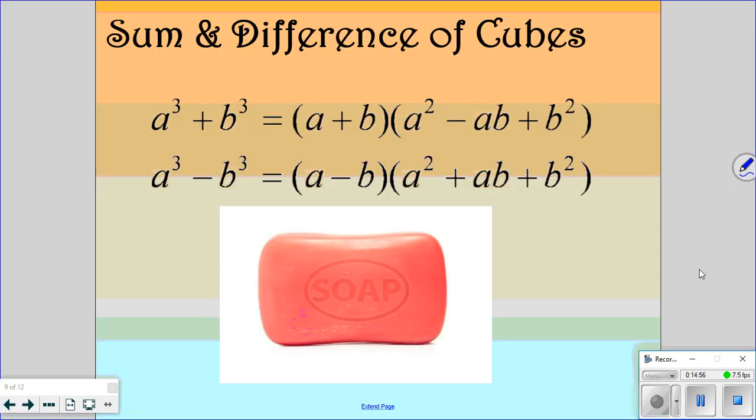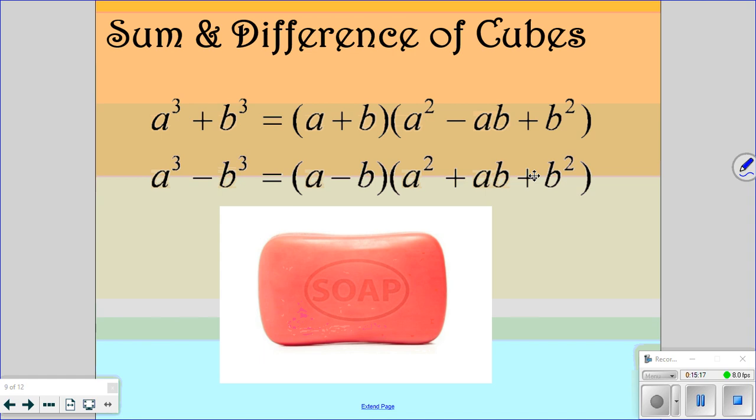So hopefully that helps you a little bit with remembering the signs. The first one is the same as whatever is here. So this is a plus, so this one's a plus. Or this one's a minus, so this one's a minus. And then these are always opposite of this one right here. And then these last ones are always plus. They're always going to be a positive.